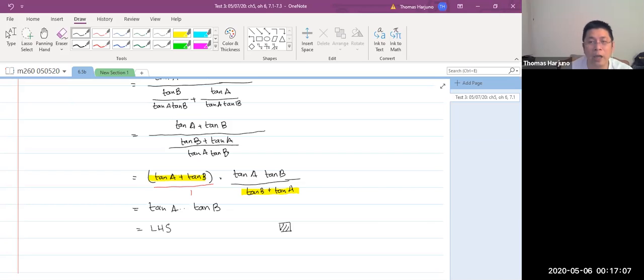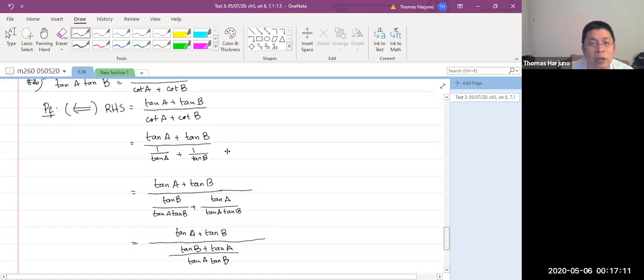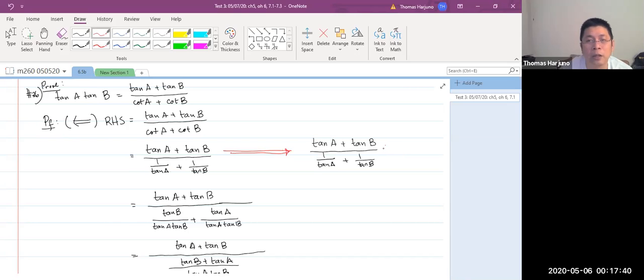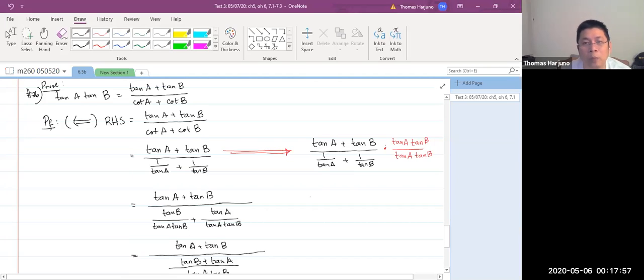Okay. Now, another way to simplify this complex fraction is to multiply by the overall LCD, which is tangent A times tangent B. Such that on the top you will get tangent A plus tangent B times tangent A tangent B.